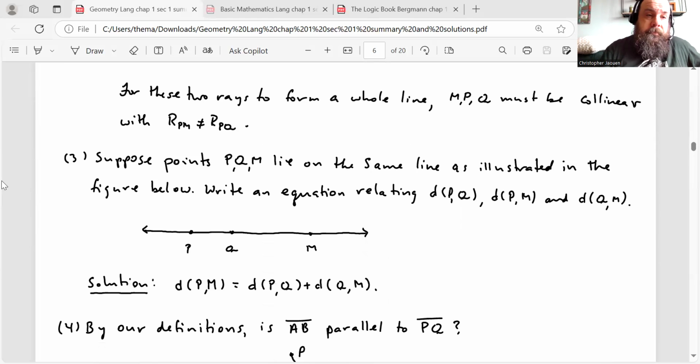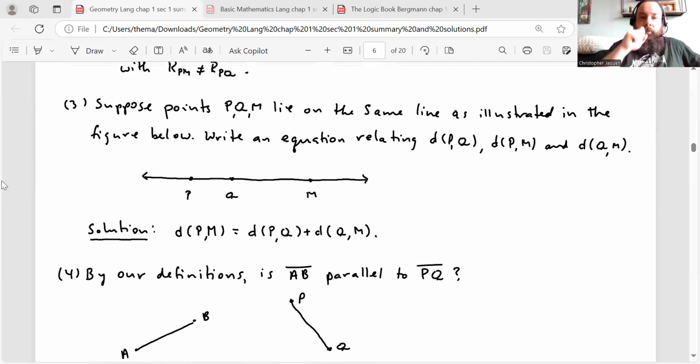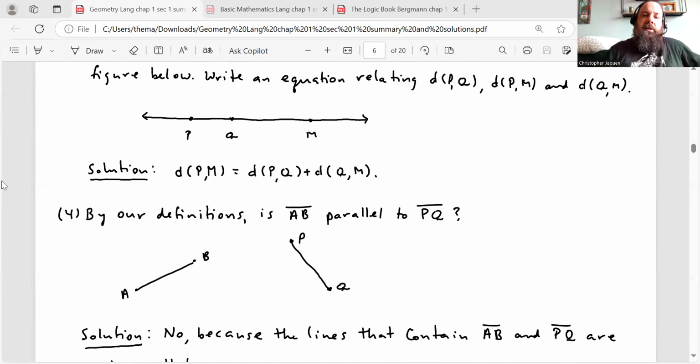All right. Question three, suppose points P, Q, M lie on the same line as illustrated in the figure below. Write an equation relating DPQ, DPM, and DQM. That stands for distance between P and Q, distance between P and M, and distance between Q and M. And here, obviously, the equation is that the distance from P to M is equal to the distance from P to Q plus the distance from Q to M.